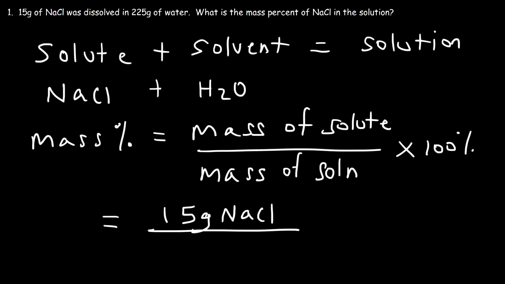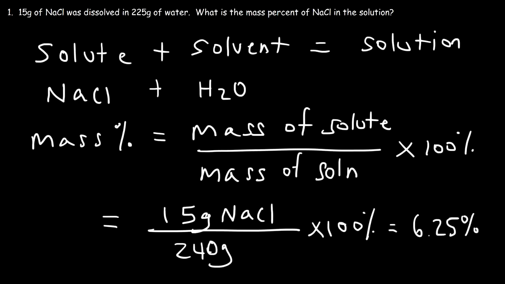Now the mass of the solution is the sum of the solute and the solvent. So it's 15 plus 225, which is 240. And then we've got to take that result multiplied by 100%. And that will give us the mass percent of sodium chloride in the solution. So it's 15 divided by 240 multiplied by 100%. So in this example, the mass percent is 6.25% of NaCl.